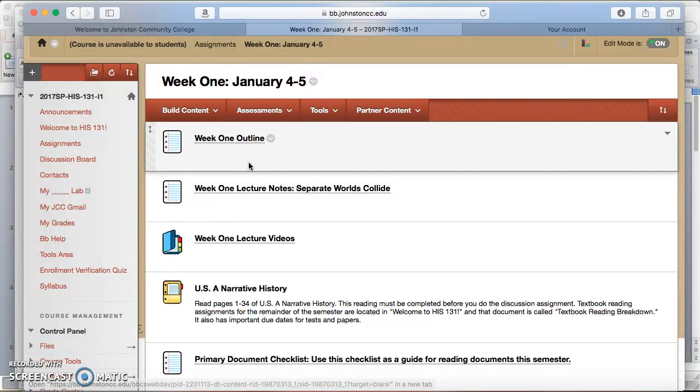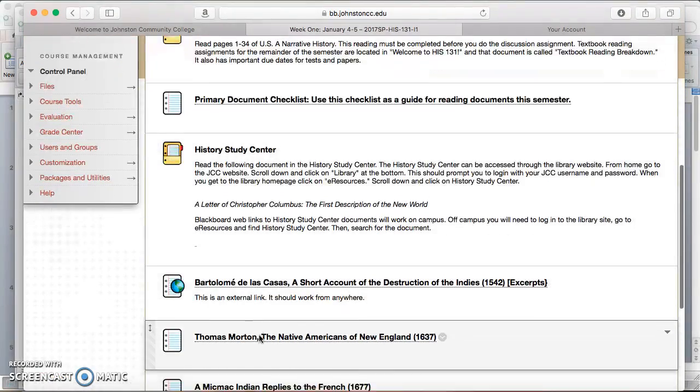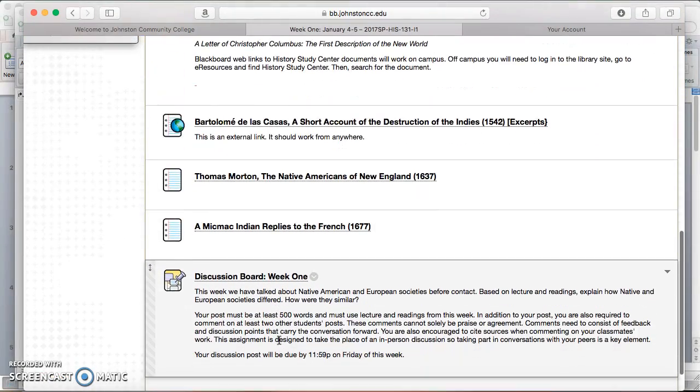Discussion boards occur on most weeks. Like I said, we've got one for this week down here at the bottom. I expect you to have it finished by 11:59 p.m. on Friday of each week that we have one. That is when they are due. They will be late after that. You will not be able to post after that. These are the substitutes for our in-class discussions, and they count as your participation grade.